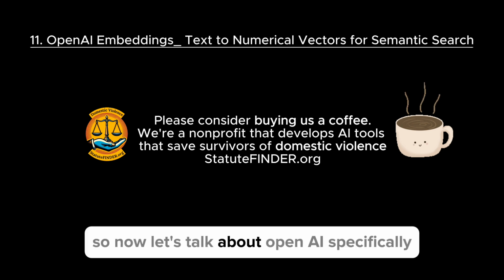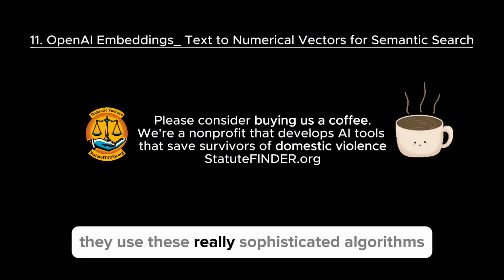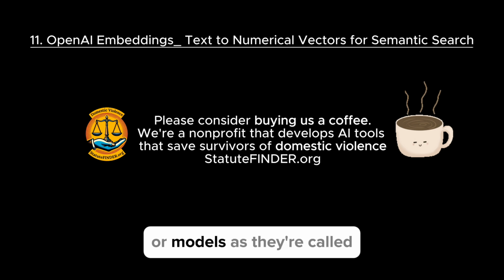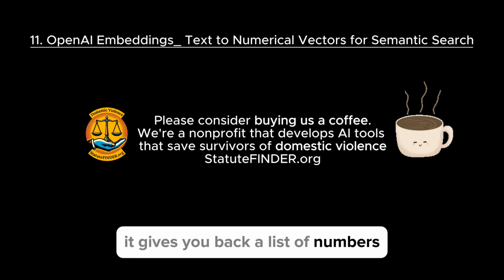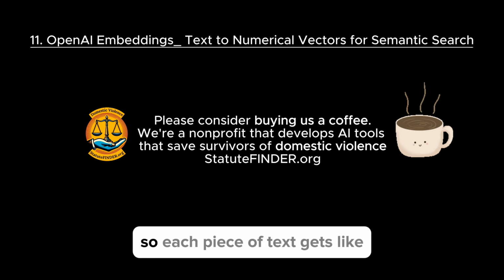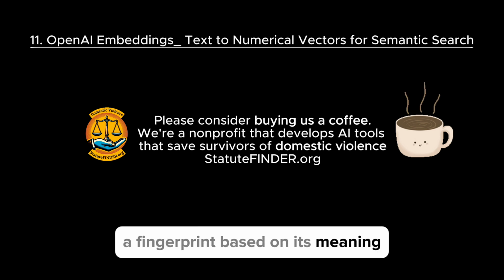So now, let's talk about OpenAI specifically. How do they create these embeddings? They use these really sophisticated algorithms, or models as they're called. You give the model text, it gives you back a list of numbers, a vector that represents that text. So each piece of text gets its own numerical fingerprint. I like that, yeah. A fingerprint based on its meaning.